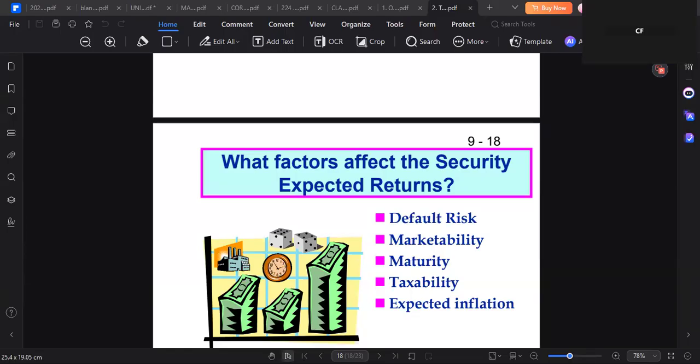So when talking about the expected return of a security, we're looking at the profit that you're expecting. So factors like default risk, the risk that the issuer may fail to pay at the promised interest and payment. So the higher risk usually will lend to higher expected returns. Then marketability, how easily the security can be bought or sold in the market without affecting the price. Maturity, we're looking at the time until which the security will be repaid. This is another factor that affects the returns of the security.